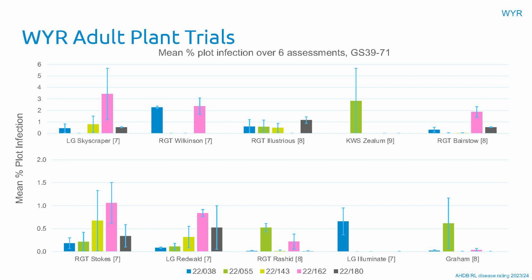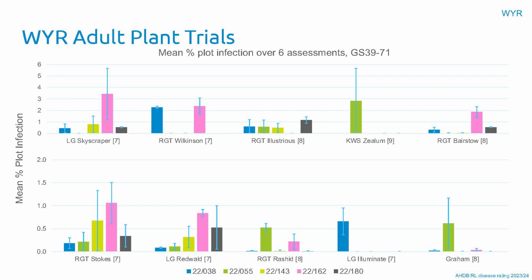Last on the row we have RGT Barstow with a rating of 8, again slightly more infection with the pink isolate. So if we move on to the bottom charts now, again we've had to change the y-axes just so we can illustrate them to you better on the slides. So RGT Stokes and LG Redwold, both rated 7.